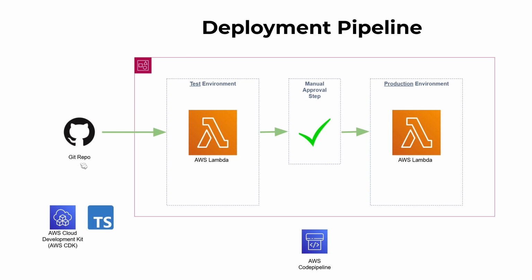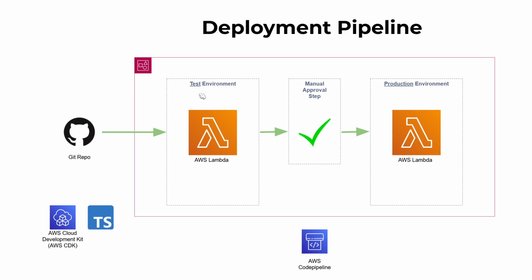We have a GitHub repo, and this GitHub repo is going to contain our source code for our Lambda functions and also for our pipeline itself. The pipeline that we have in the center here, within this AWS account, is going to be defined through CDK code that exists in this repo. And we're going to set it up such that whenever you commit to this GitHub repo, it's going to publish to an AWS Lambda function in a test environment.